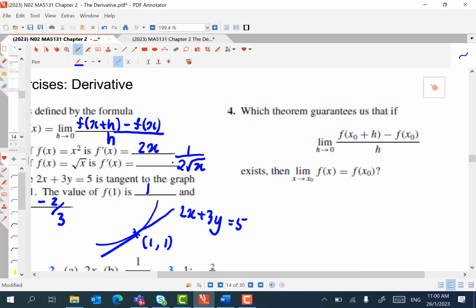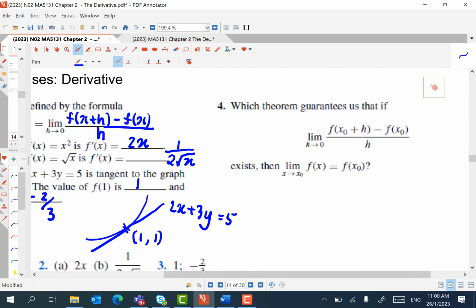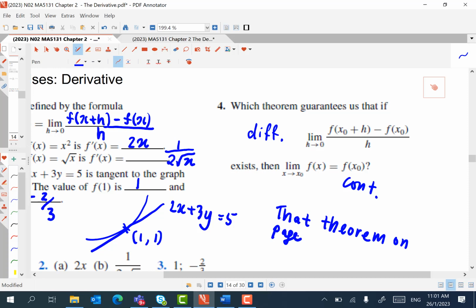Number 4. So this is differentiability, and this is continuity. Which theorem guarantees us that? No name, it has no name. I think it's on page A-28, yes.